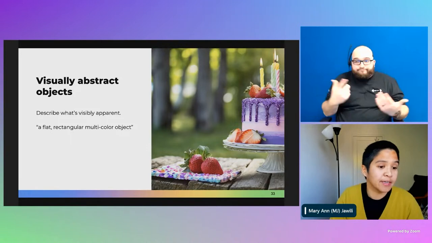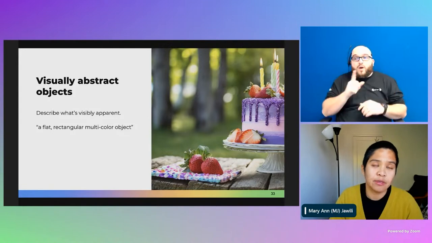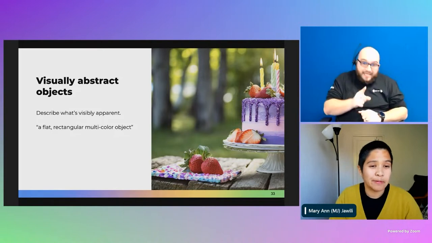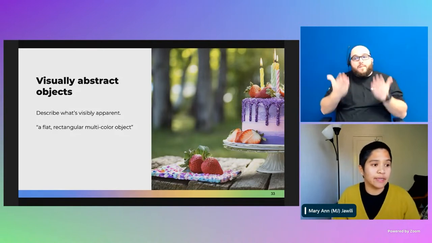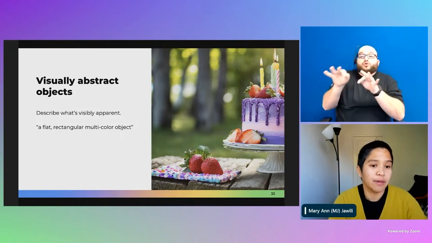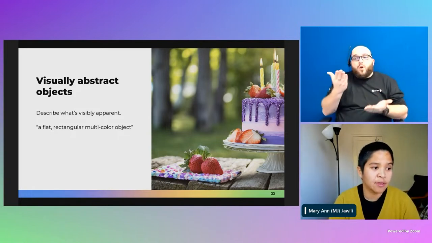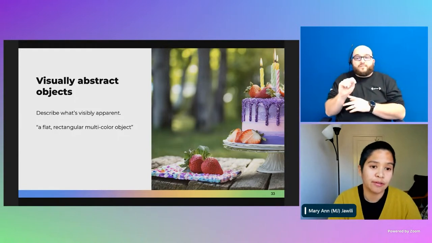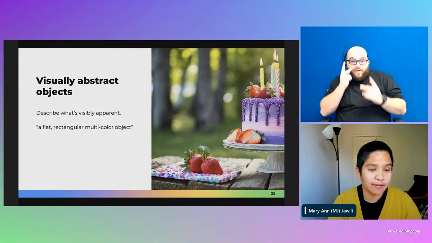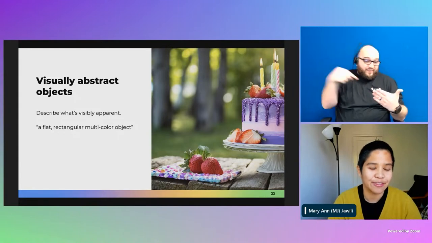Who knows? When we are not confident enough about what something is in an image to describe it as an object, I would probably err on the side of being descriptive of only what's visibly apparent. So in this case, I would phrase this as a flat, rectangular, multicolor object and leave it at that. Blind and low vision users can read that and decide for themselves if they want that multicolor object in their image or not.